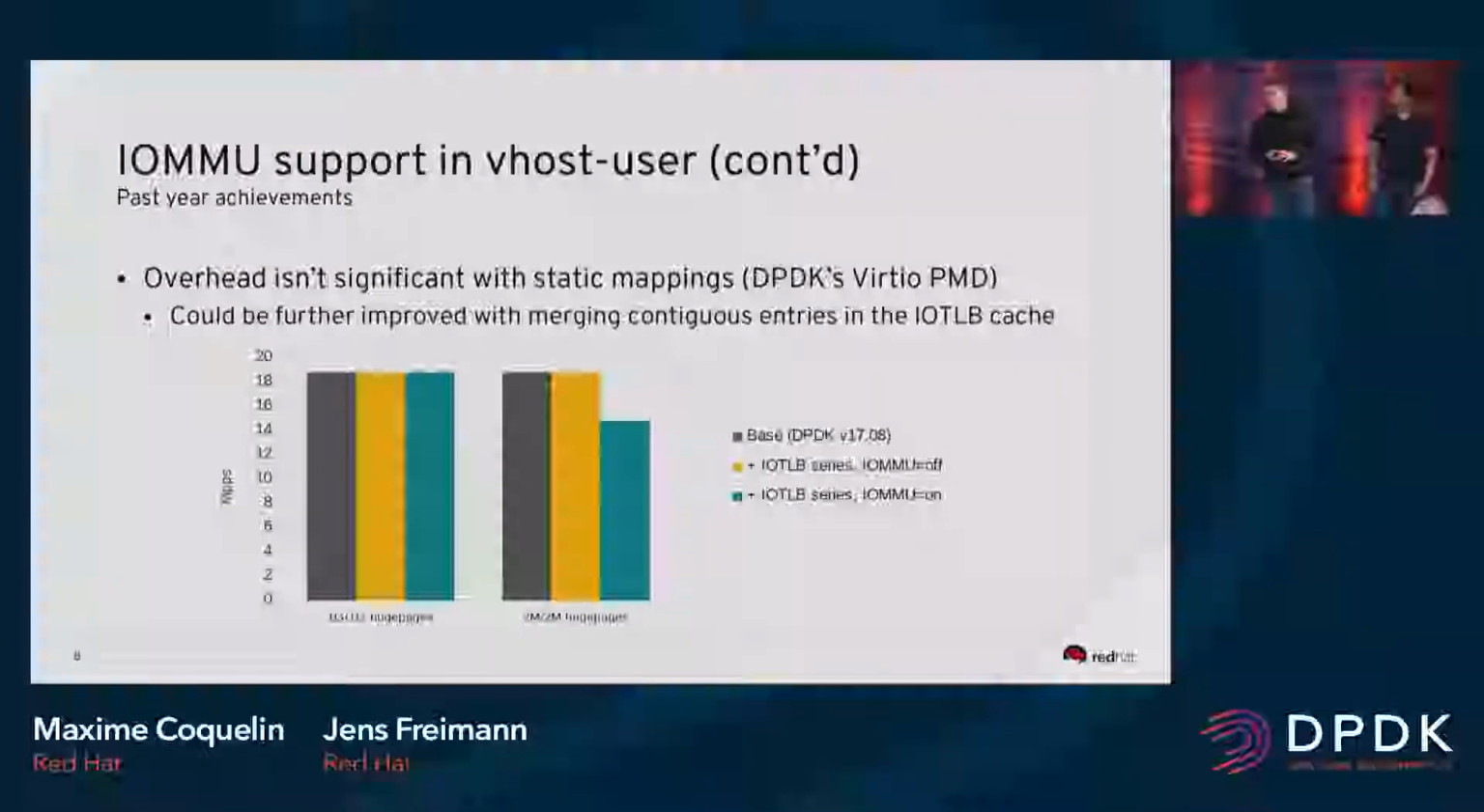When we have a static mapping in the guest, which means that we run DPDK with a Virtio PMD, the overhead is really not significant. With 1 gig pages, the measurements, which are PVP benchmarks, show that we don't have a big overhead. With 2 meg pages, we have more and more entries in the IoTLB cache, so we start to see a performance degradation. What we could do in the future to improve this is to merge the IoTLB entries that are contiguous both in the guest physical address space and in the host virtual address space.